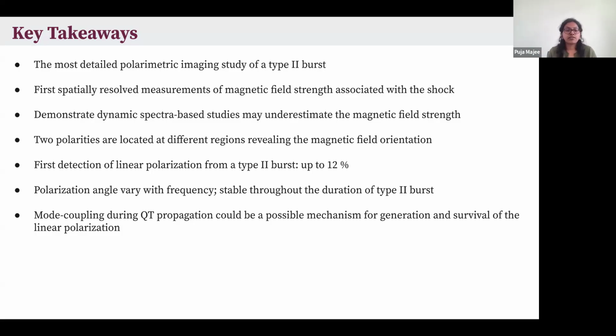In our study, we found that the polarization angle varies across frequency, but over the duration of the type 2 burst, it is almost stable. If we want to explain what can give rise to this, mode coupling during the QT propagation could be one of the possible mechanisms for the generation and survival of the linearly polarized emission from this type 2 burst.